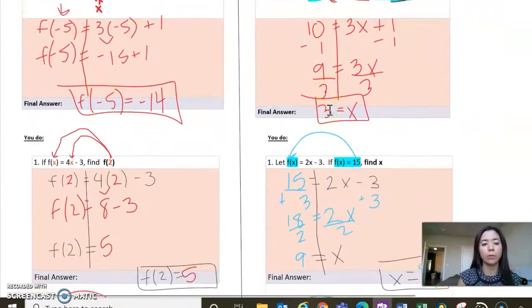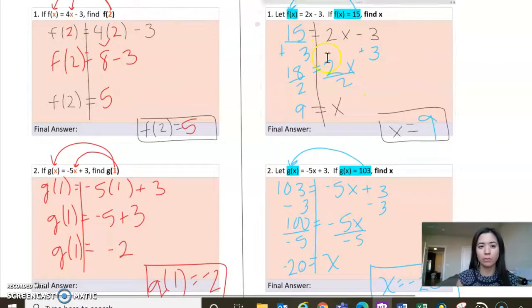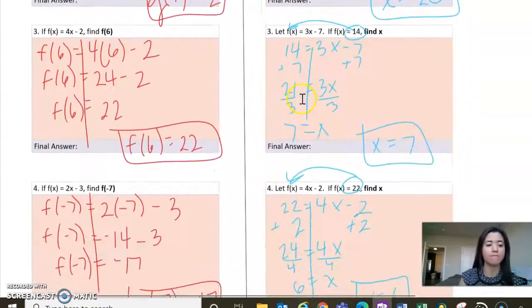Okay, super important that you realize the difference between these two and what they are asking. Here we plug in a value. What do we get out? Here we plug in the output and we have to solve for x.